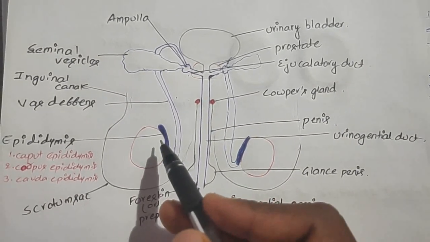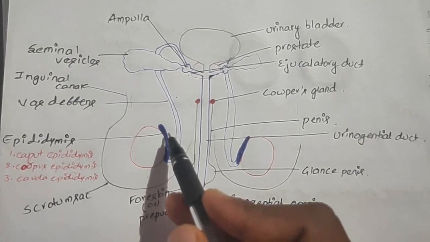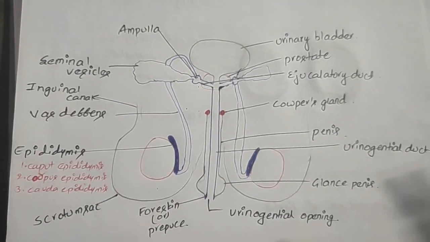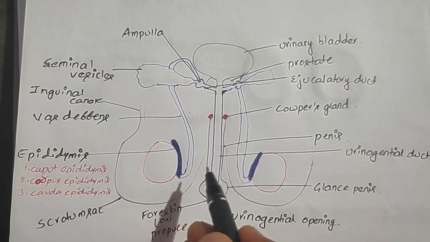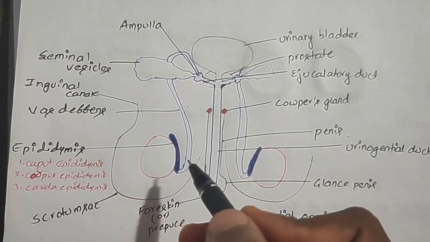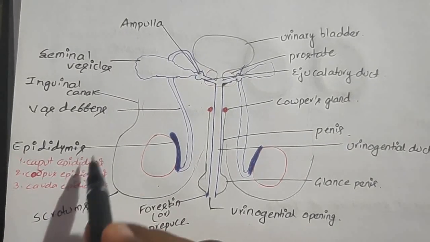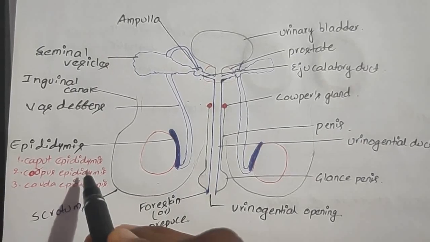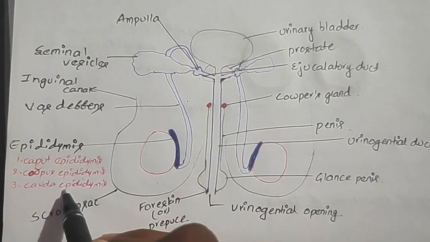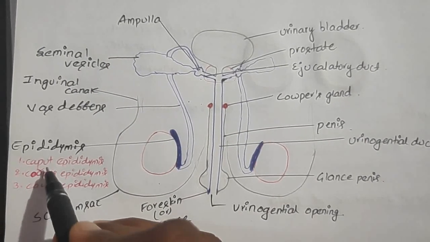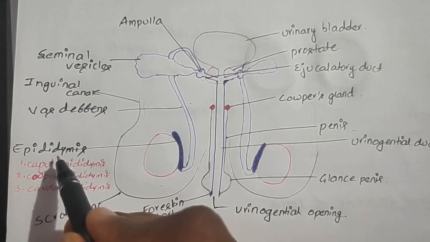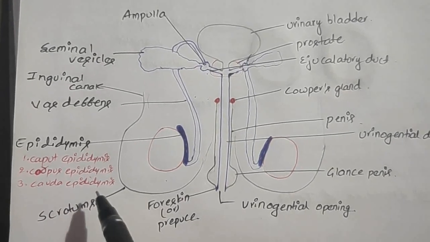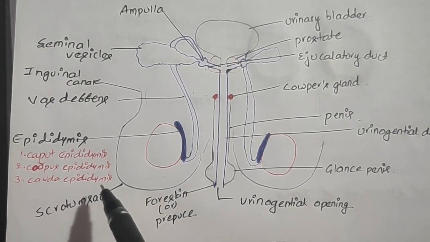Behind this testis is present the epididymis. This epididymis is a secondary sex organ, and it is a coiled structure, about 6 meters long. And this epididymis has three parts. One is the caput epididymis, the head part; corpus, the middle part; and the tail part, cauda epididymis. This cauda epididymis helps in storing the sperm for some time.